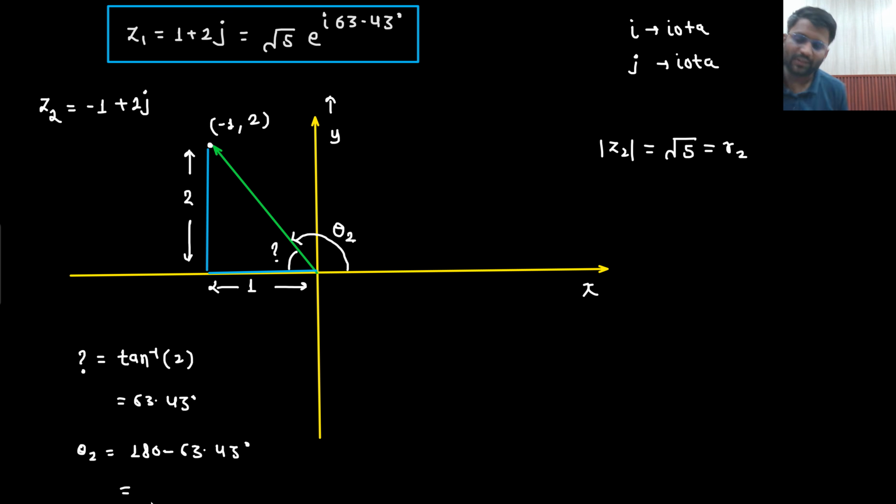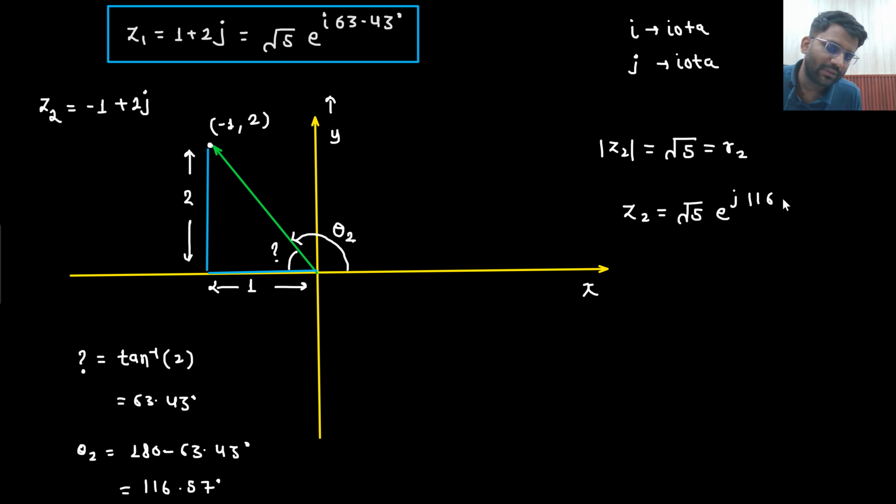What answer will you get? 180 minus 63.43 is 116.57. So next time, whenever they ask you to represent Z2 in polar form, very easily I can find the magnitude. For finding the angle, I will draw the diagram and simply say that it is 180 degrees minus this angle. The answer will be e to the power j 116.57 degrees.